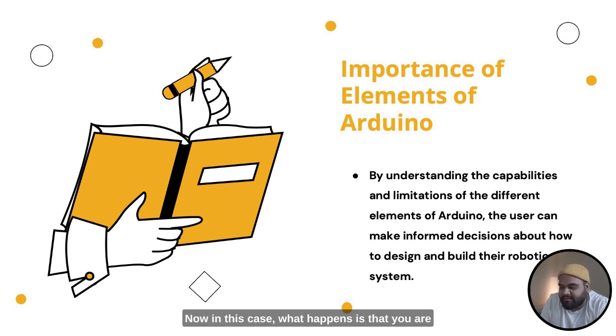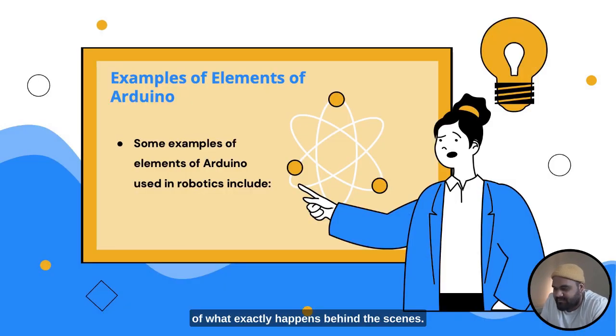Of course, in this case, you are responsible for designing your own robots. So you need to decide which elements are going to go and which elements are not going to go. We're going to talk about this in much more detail in a couple of the next modules, of course. But this is essentially giving you an idea of what exactly happens behind the scenes.